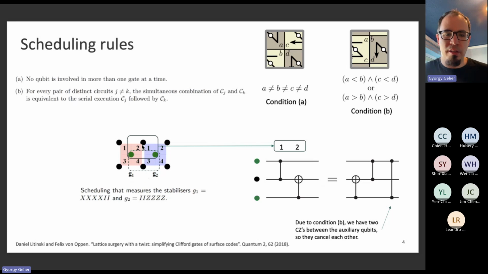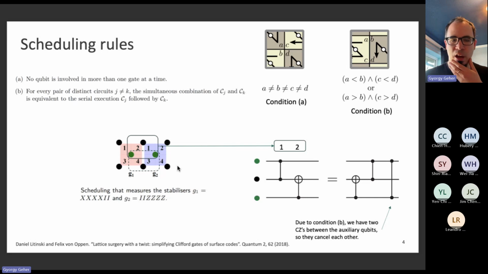And so in this case, let's say we have 2 such data qubits where this is true. So you would also do the same for the dashed case here. And therefore, you would have two controlled Z's between the auxiliary qubits, which would cancel. So therefore, you could see that essentially for these two stabilizers, you can just first do the controlled X's and then the controlled Z's and then measure out the auxiliary qubits.